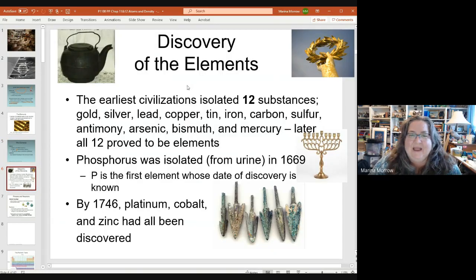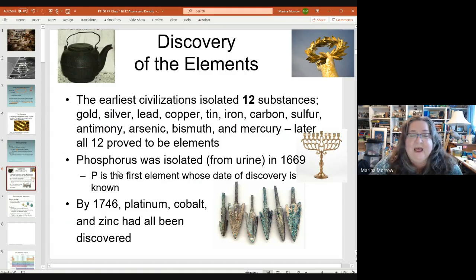So let's see. The earliest civilizations had 12 substances that turned out to be elements. So gold and silver, lead, copper, tin, iron, carbon, sulfur, antimony, arsenic, bismuth, and mercury. Those were ones that people had actually refined down to the pure material. The first, but we don't know who did that. Who was the first person to refine copper?